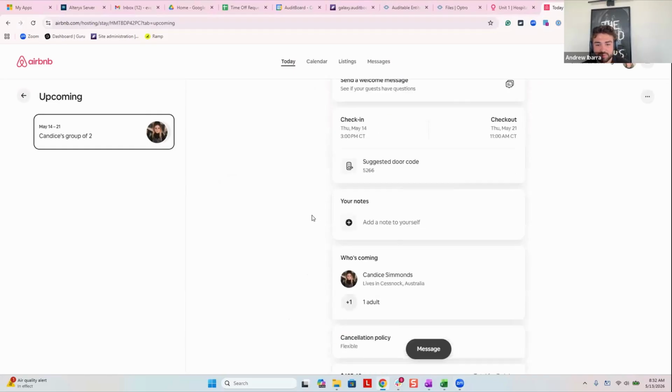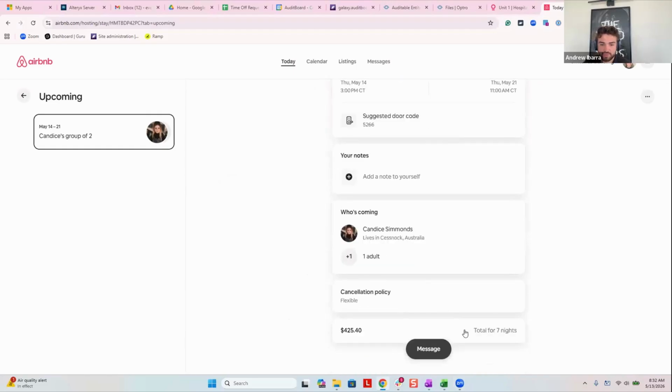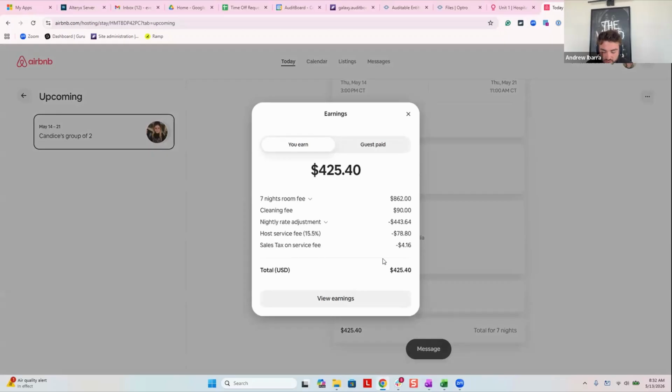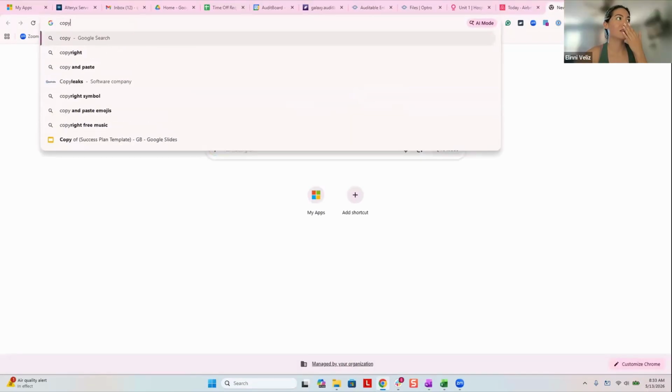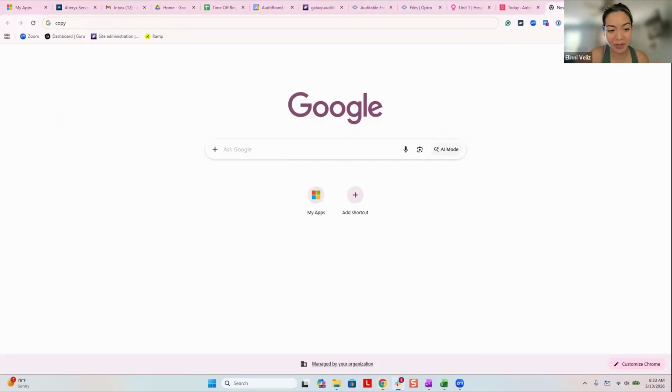All right, so this is how we'll do it. What you want to do is 425.40. What's your cleaning fee? $90 here. 90 divided by 7 comes out to 48. What we want to do is pull up your Google Sheet. Sorry, it's because I'm on my work computer. I think you have the 15% included, right?